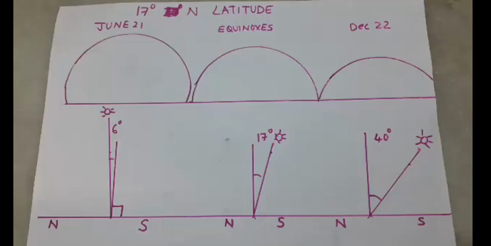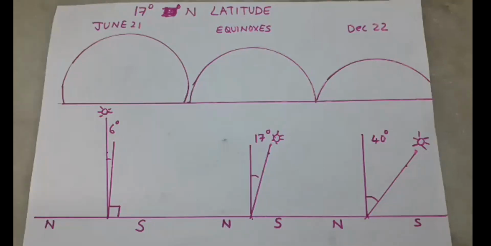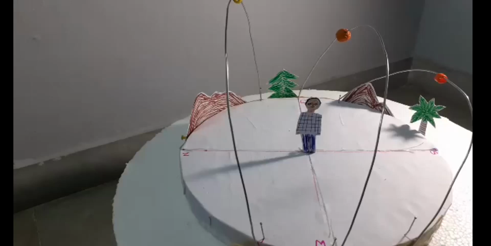So next, let us look at the model for 17-degree latitude. This is the tropical region. We have already seen that the sun makes an angle of 6 degrees towards the north. On both the equinoxes, the sun makes an angle of 17 degrees, same as the latitude. And on winter solstice day, the sun makes an angle of 40 degrees. So let us look at the model. This is the model.